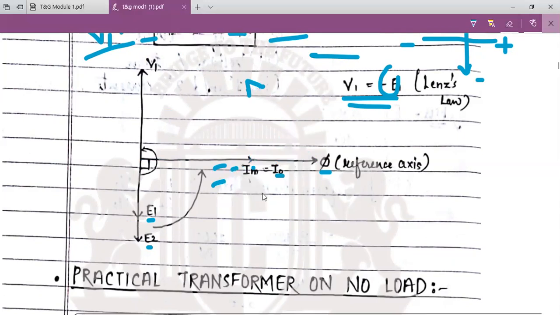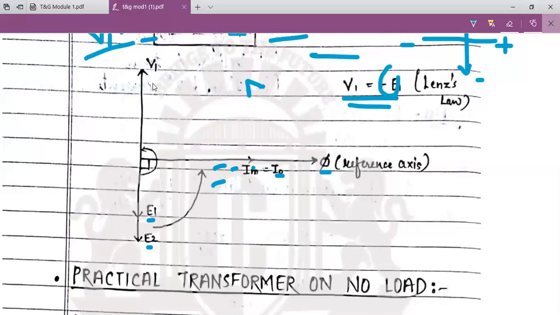The second point is Im is in phase with the flux. Third point is Im lags V1 at an angle of 90 degrees. And the fourth point is E1 and E2 are in phase with each other, but opposite to V1. This is the phasor diagram for the ideal transformer. I hope you're writing the phasor diagram. Yes, sir.